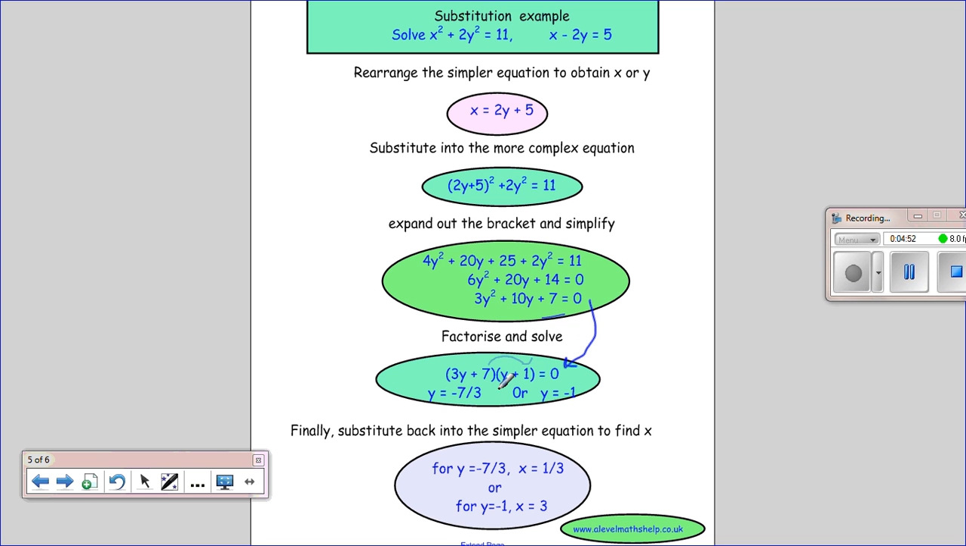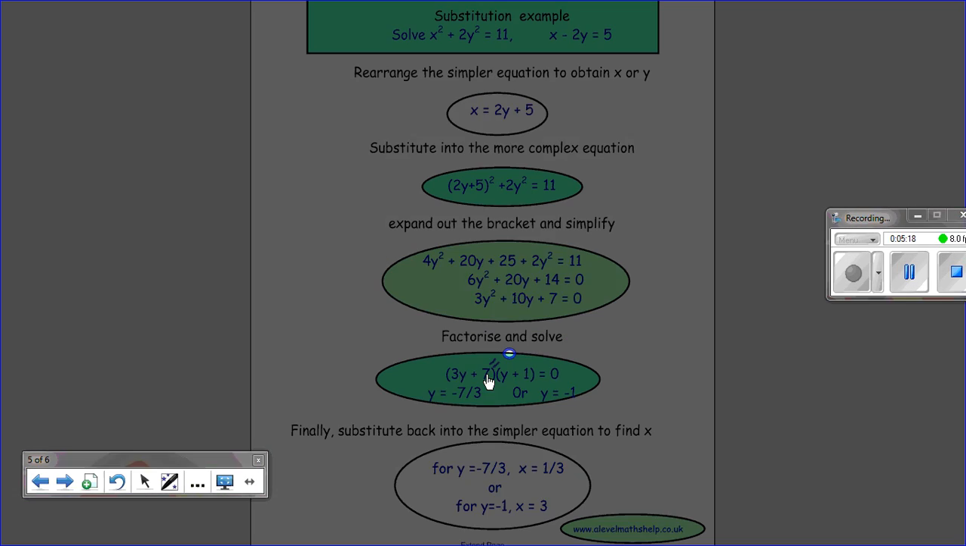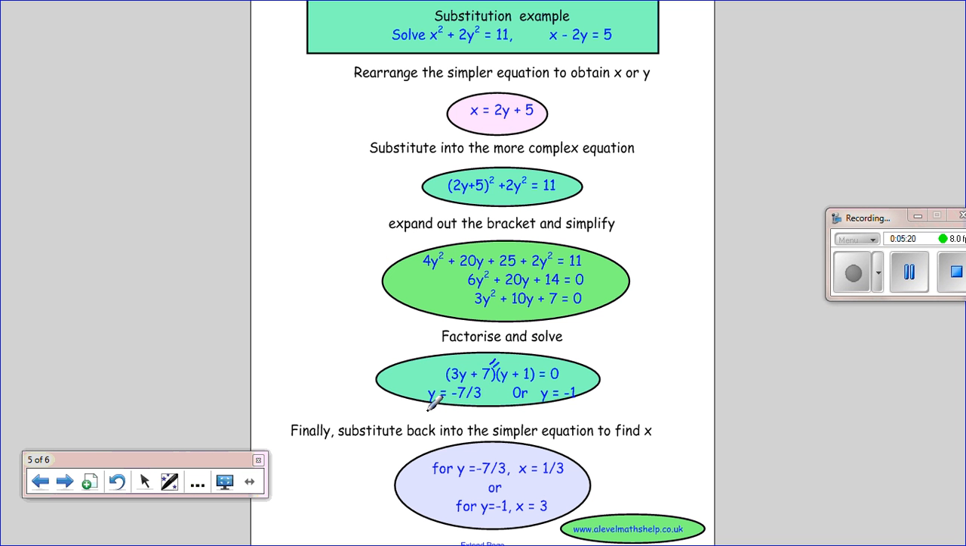So what we say is, if all of this equals 0, then either this bracket equals 0 or this bracket equals 0. So this one's the easiest one to see. When would that equal 0? That equals 0 when y equals -1. This one's slightly harder. When would this bracket equal 0? So you could write 3y plus 7 equals 0. Take 7 from both sides and divide by 3, and you see that that equals 0 when y equals -7/3.